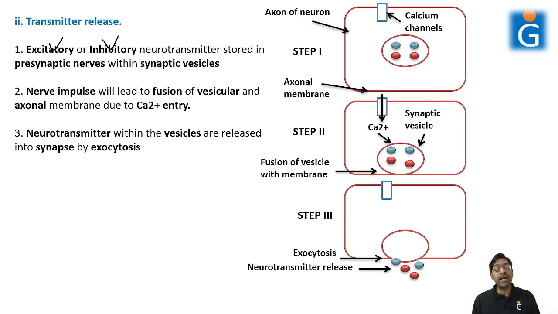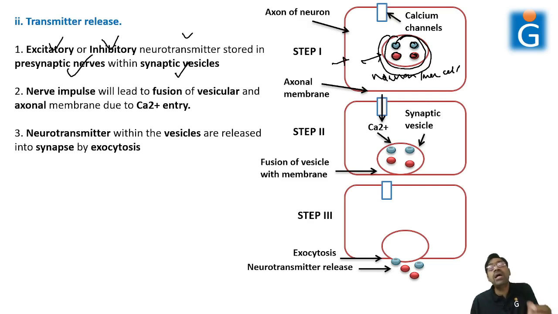This excitatory and inhibitory neurotransmitter are stored in the vesicle. This is a vesicle which is present within the neuron, or nerve cell. They are stored in the presynaptic nerve. This circle is called a synaptic vesicle, in which there is a presence of excitatory as well as inhibitory neurotransmitters. And these synaptic vesicles are present only in the presynaptic or preganglionic neurons.